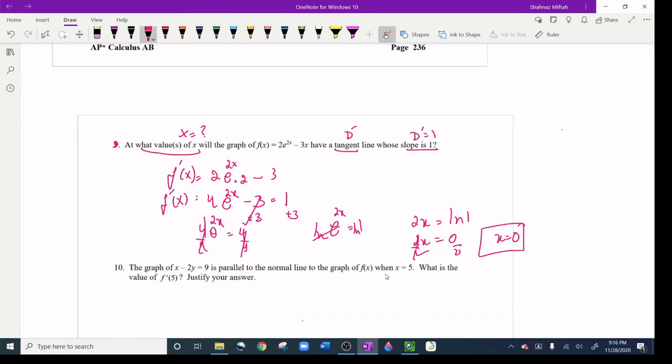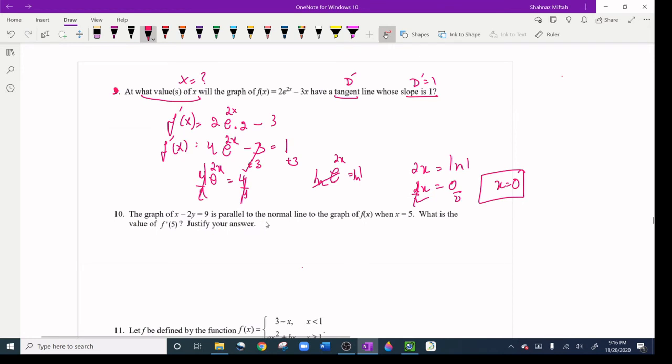Question number 10. The graph of x minus 2y equal 9 is parallel to the normal line to the graph of f(x) when x is equal 5. Parallel means the slopes are exactly the same. What is the value of f prime 5? Justify your answer. So the first thing, the question is talking about the graph of this being parallel to the normal line to the graph of f(x) when x is equal 5.